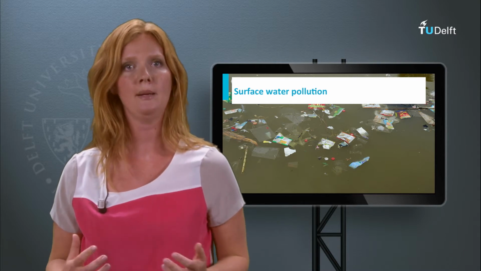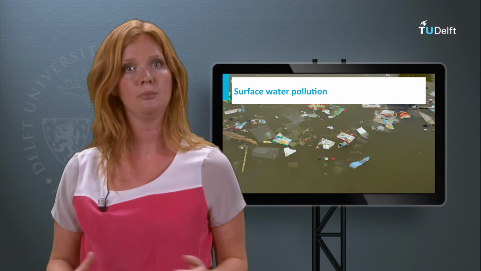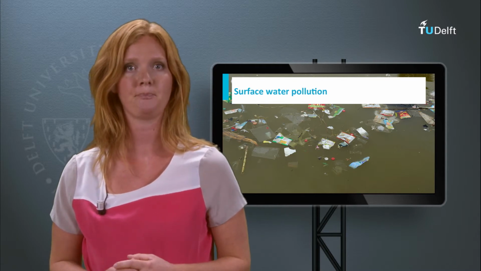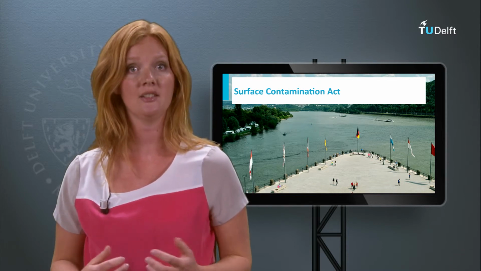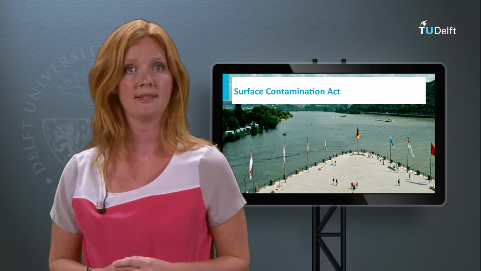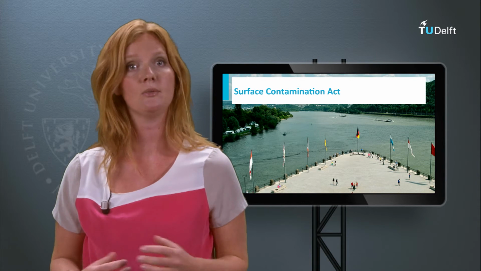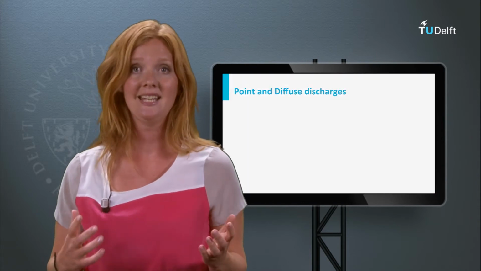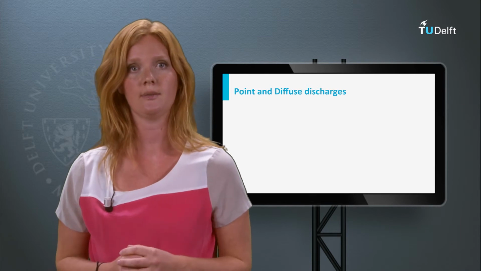Fortunately, more and more people became convinced that things should change, and treaties were signed between the different Rhine shore states. The Surface Water Contamination Act was adopted in the Netherlands in 1970. The quality of surface water has improved since, but there is still a long road ahead before the natural equilibrium is restored. In dealing with pollution, a difference is made between point and diffuse discharges.